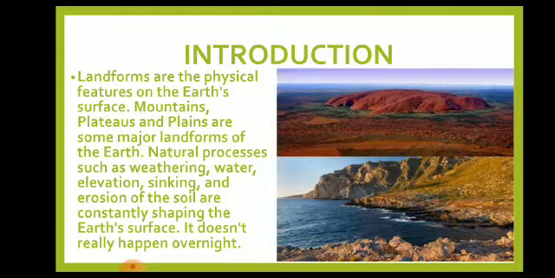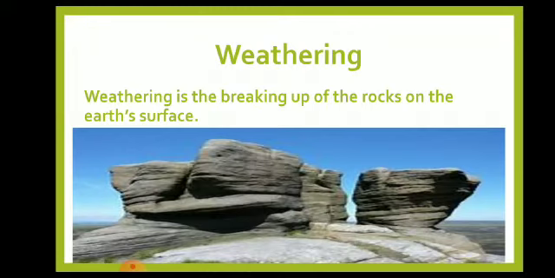So natural processes such as weathering, water, elevation, sinking and erosion of the soil are constantly shaping the earth's surface. It doesn't really happen overnight. It takes years. The surface of our planet is continuously changing. Volcanic eruption and earthquake are sudden changes, but other changes are so slow that their effects are visible in thousands of years. Now we'll talk about the weathering.